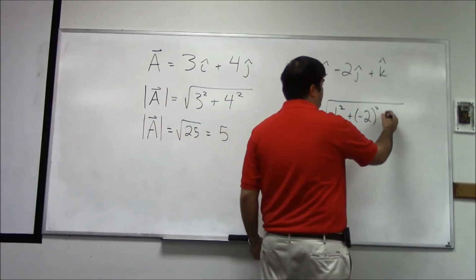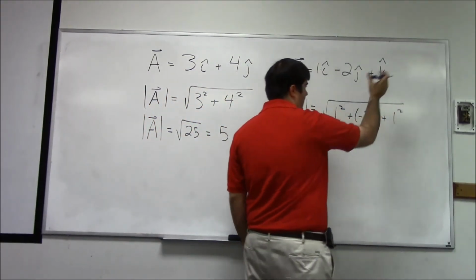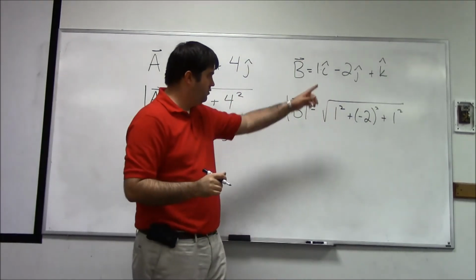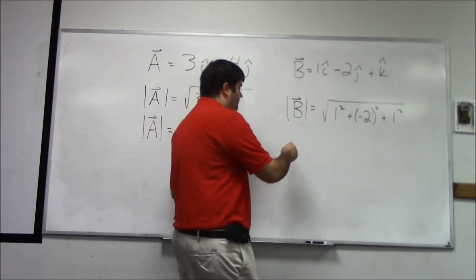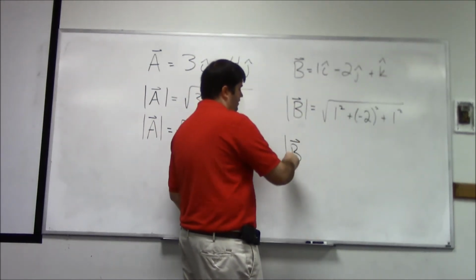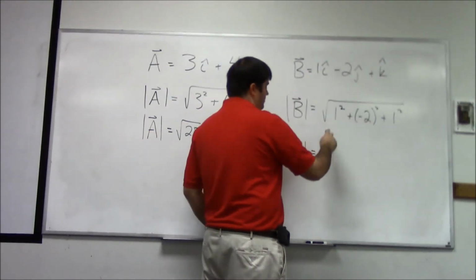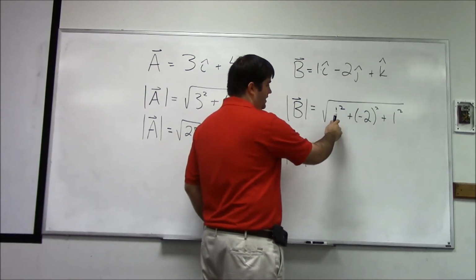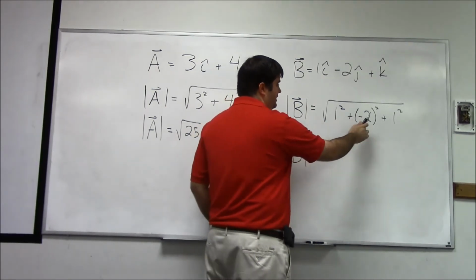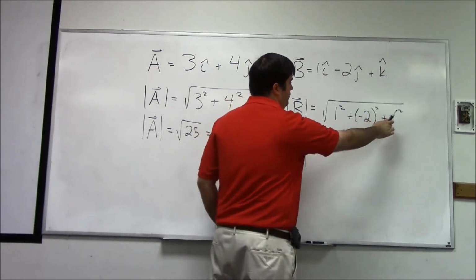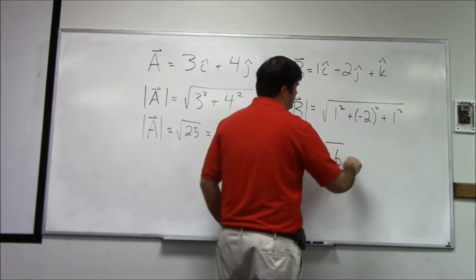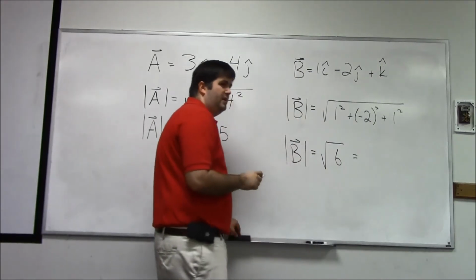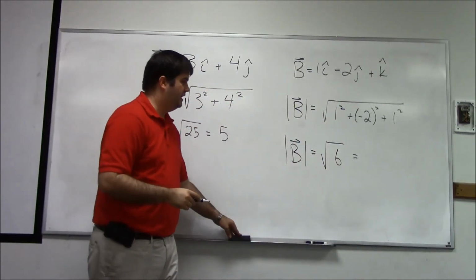And then the last one over here, again, k hanging out by itself means that there's a little 1 right beside it, and so the magnitude of vector B here would be the square root of 1 squared is 1, -2 squared is 4, 1 squared is 1. 1 plus 4 plus 1 is 6. The square root of 6. I used to know about what the square root of 6 was off the top of my head.